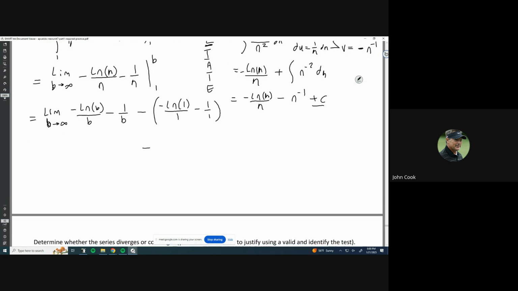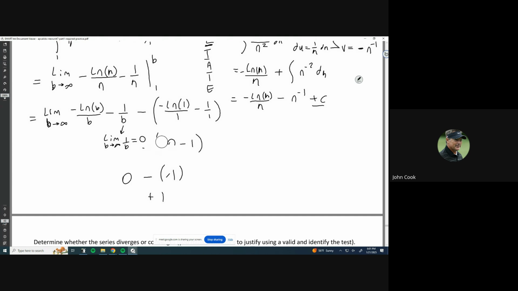So this stuff's easy, right? Because natural log of 1 is 0, so that's 0, and then minus 1, so that's going to be a negative 1. But let's see what goes on with this stuff. So if I plug in infinity, oh gosh. Well, I know what's going to happen to this thing, right? For this part, the limit as b goes to infinity of 1 over b just goes to 0. So that's going to be a 0.